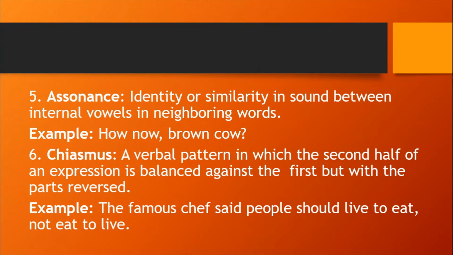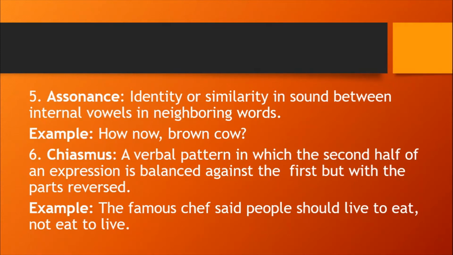Next we have the assonance. Identity or similarity in sound between internal vowels in neighboring words. How now? How now, brown cow? So, ano dyan yung naulit? Sabi, similarity in sound. So, nagkakaroon ng pagkakapare-pareho sa sound between internal vowels, sa pagitan ng mga vowels sa magkakatabing salita. For example, how now. Andoon yung H and then yung W. How now. Similarity in sound.